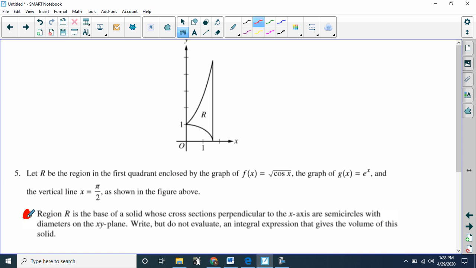And finally, part F says this region is the base of a solid whose cross sections perpendicular to the x-axis are semicircles with diameters in the xy plane. So if we cut this perpendicular to the x-axis, if I cut this right here, coming up out of the page this way is a semicircle. So this is lying right here. This distance is g minus f.